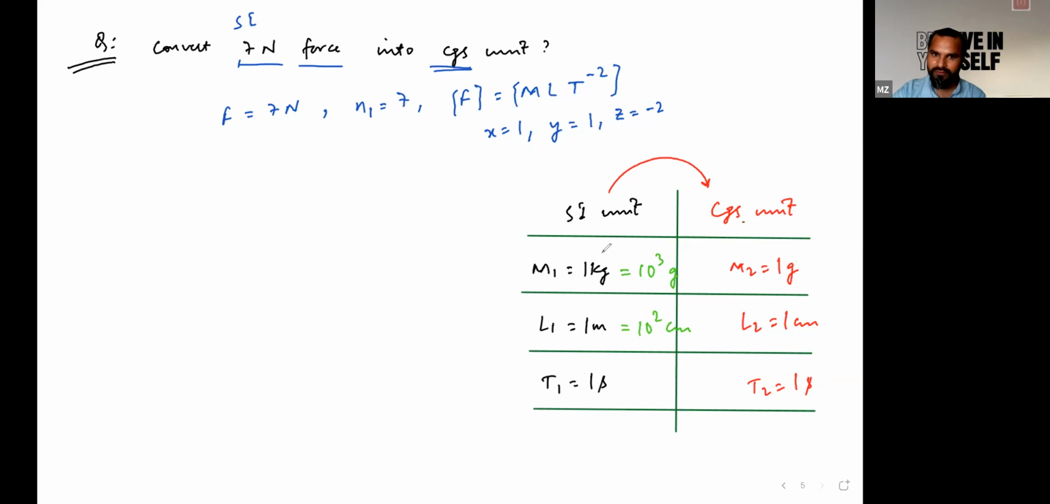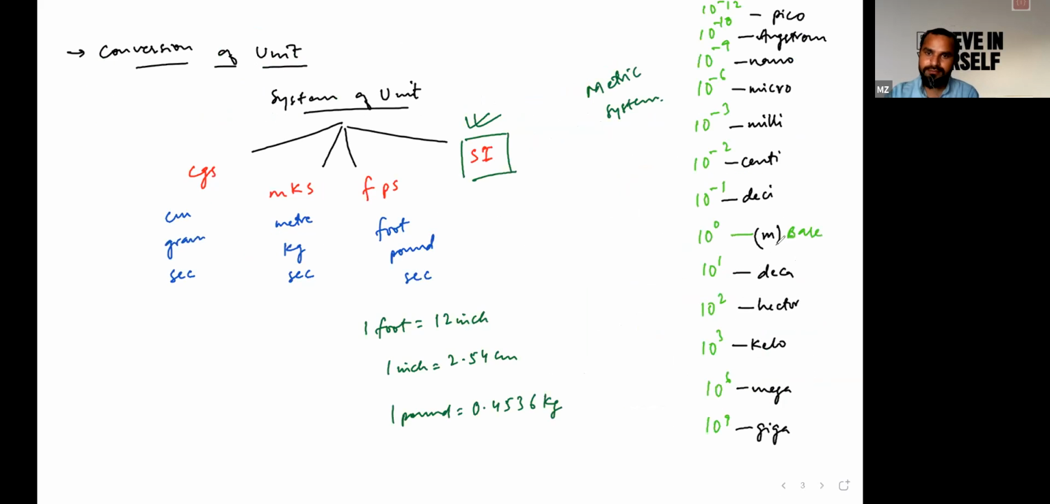Just see the conversion. On the left-hand side we have kilogram, and we have to convert it into gram. So just multiply it by 1,000. As we discussed in the table here, the base quantity would be gram.